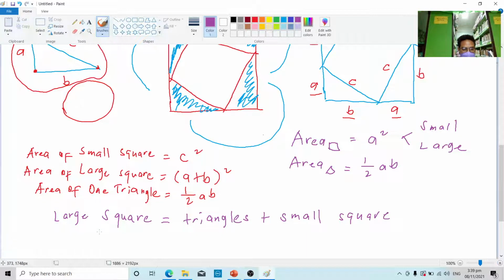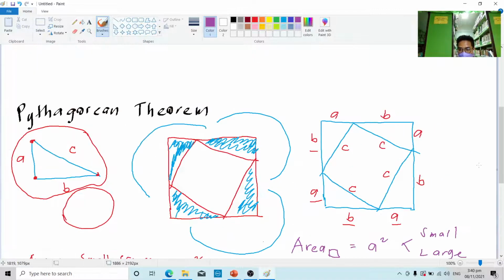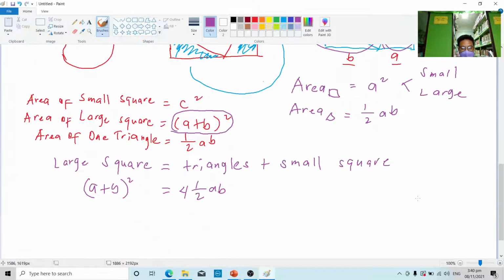Ano ba yung area ng large square? Diba the area of large square is ito. We have A plus B squared is equal to the triangles. Ilan ba yung triangles na meron dun sa figure? We have 4 and the area of a triangle is 1/2 AB. Saan nakuha yung 4? Dahil may 4 tayong right triangle. 1, 2, 3, and 4. Plus small square. Yung small square natin is equal to C squared.